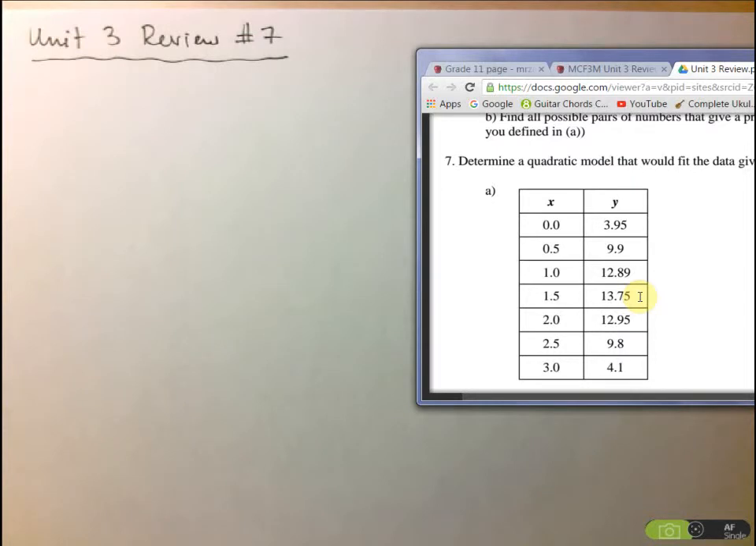But we need to check what's happening on either side of this number. Is it symmetric? If I go just above, I see 12.89, and then if I go below, 12.95. They're not equal, but they're quite close. So let's go another step. If I go down by 2 steps, I see that I've got 9.9, and here I go up by 2 steps, 9.8. Again, very, very close. Let's go again, 3.95, 4.1, very close. So this is a very good candidate for the vertex.